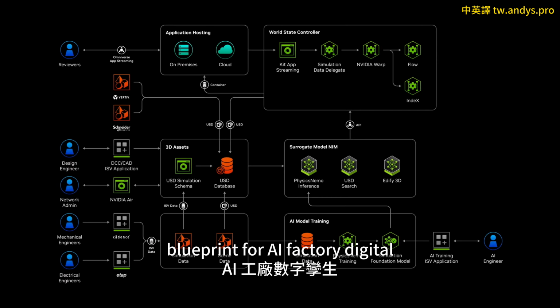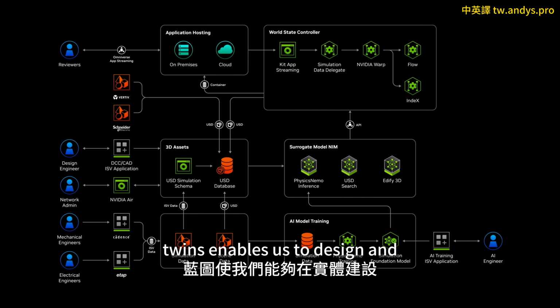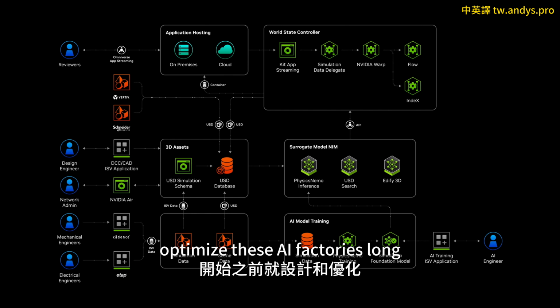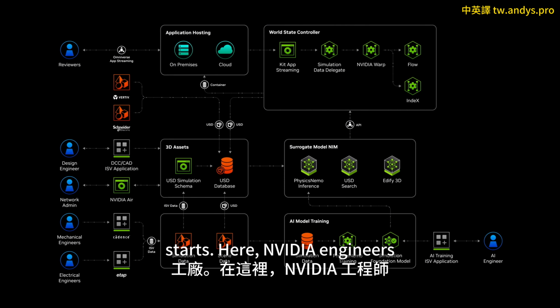The NVIDIA Omniverse blueprint for AI factory digital twins enables us to design and optimize these AI factories long before physical construction starts.